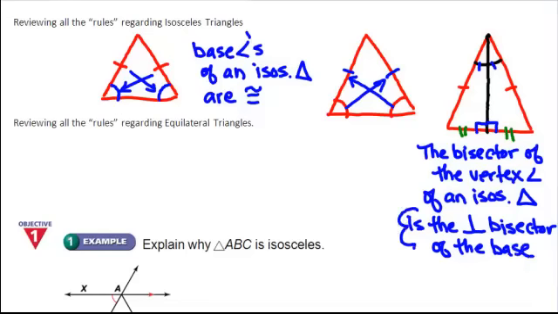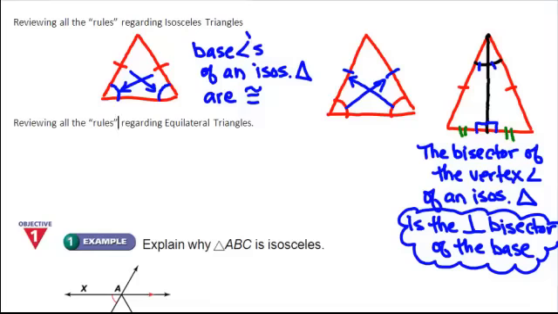This is the conclusion: the perpendicular bisector of the base. So you have right angles, that's the perpendicular part, and then the bottom gets bisected. So there are incredible rules going on with the isosceles triangle. Okay, let's talk about an equilateral triangle.